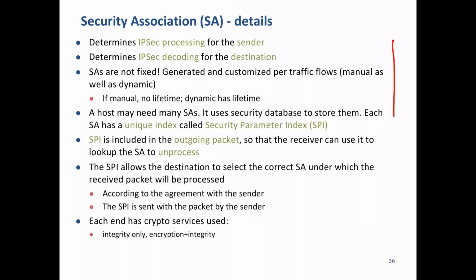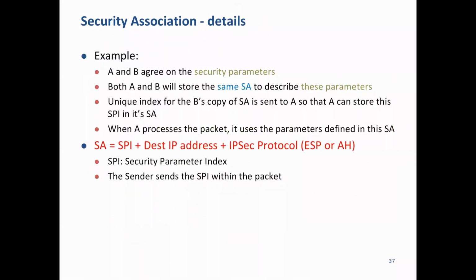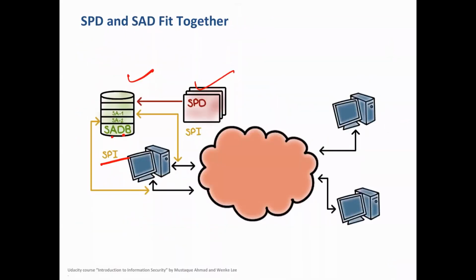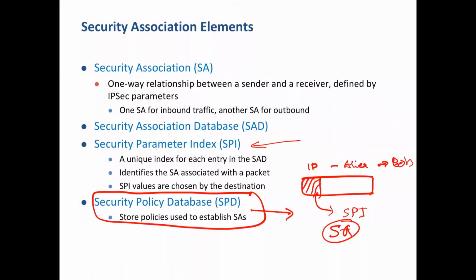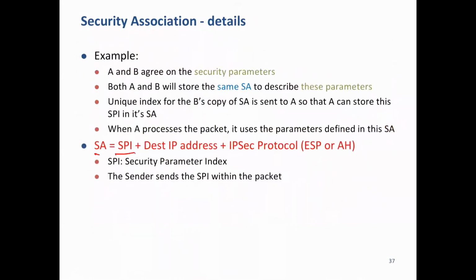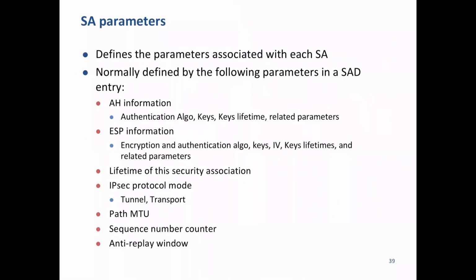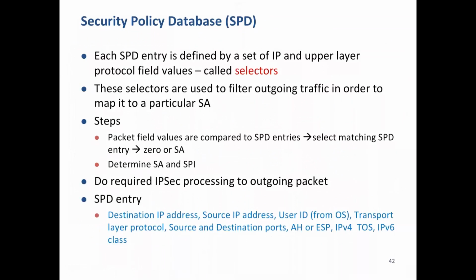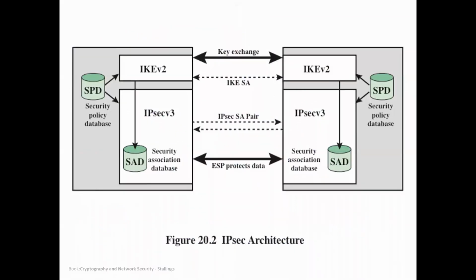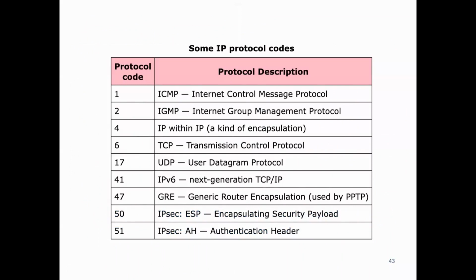So please go through this. This is something that we have discussed. A security association is identified by the SPI, which is the security parameter index, then the destination IP address and the IPSec protocol, whether it is ESP or AH. That more or less defines the SA. So now we can see how it works.